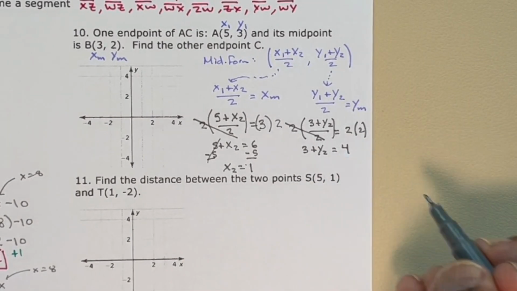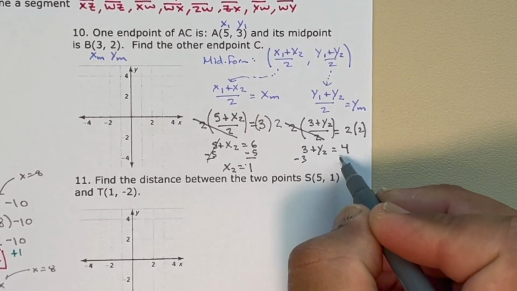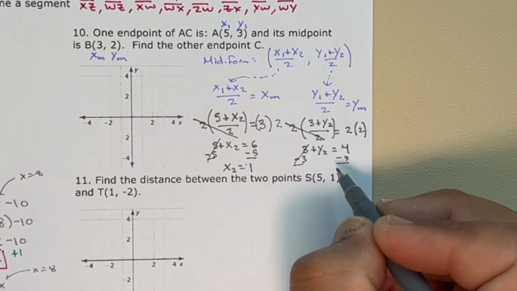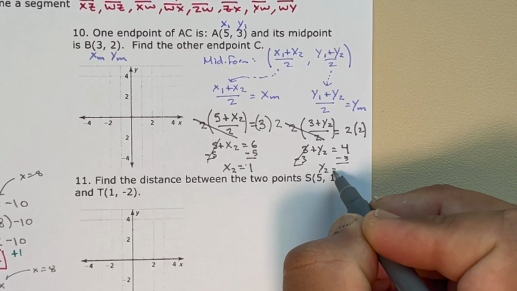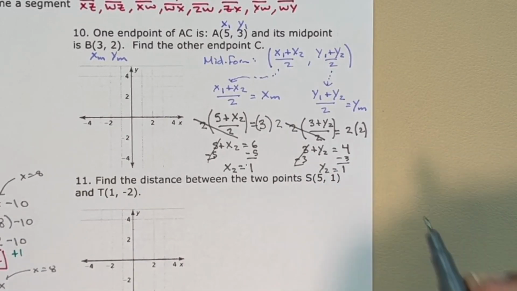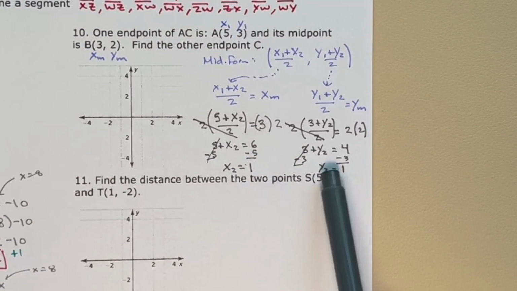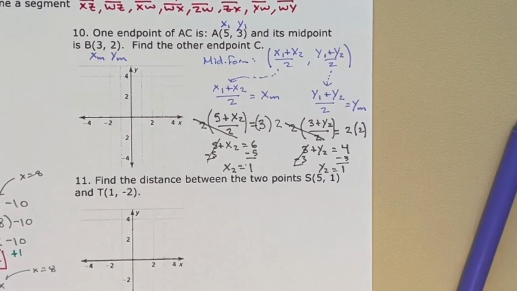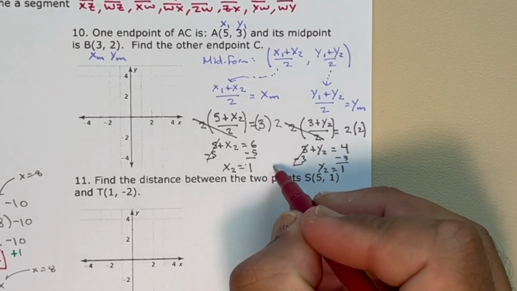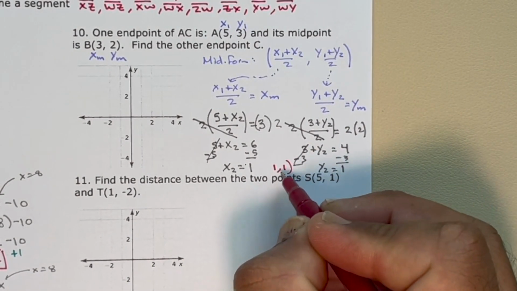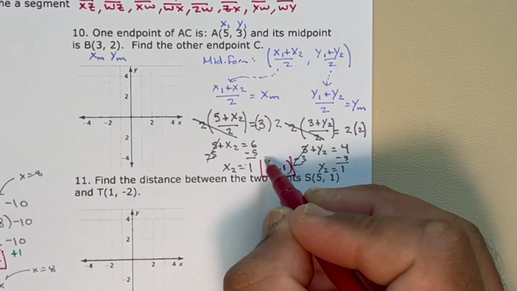I still need to get the y by itself, so I'm going to subtract 3. And I get y2 equals 4 minus 3, which is 1. So this is my other point, 1, comma 1. So when I combine them, 1, comma 1.